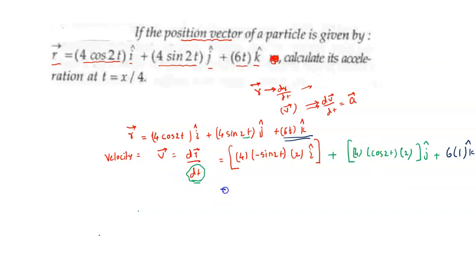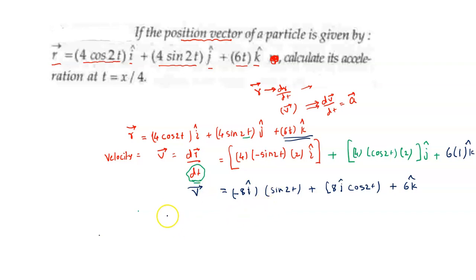Finally, making it simpler, 4 into 2 is 8, so minus 8 i hat times sine of 2t, plus 8 j hat times cos of 2t, plus 6 k hat. This is what we got as the velocity.